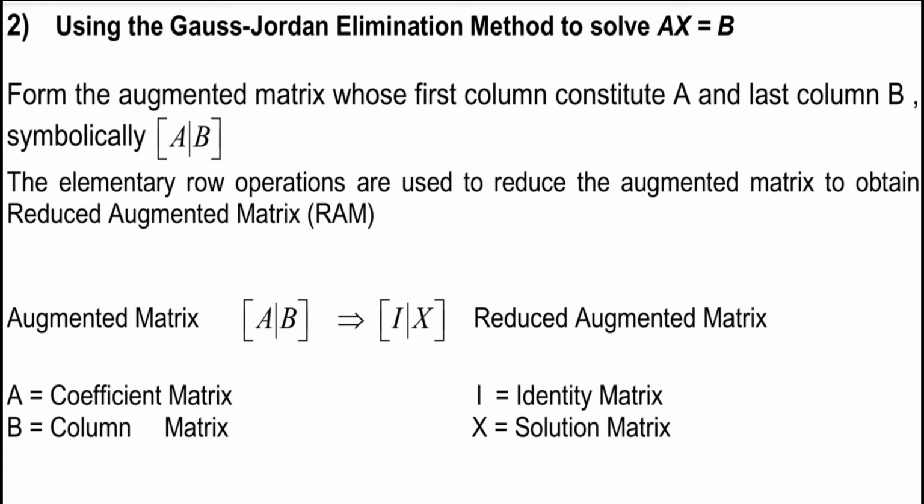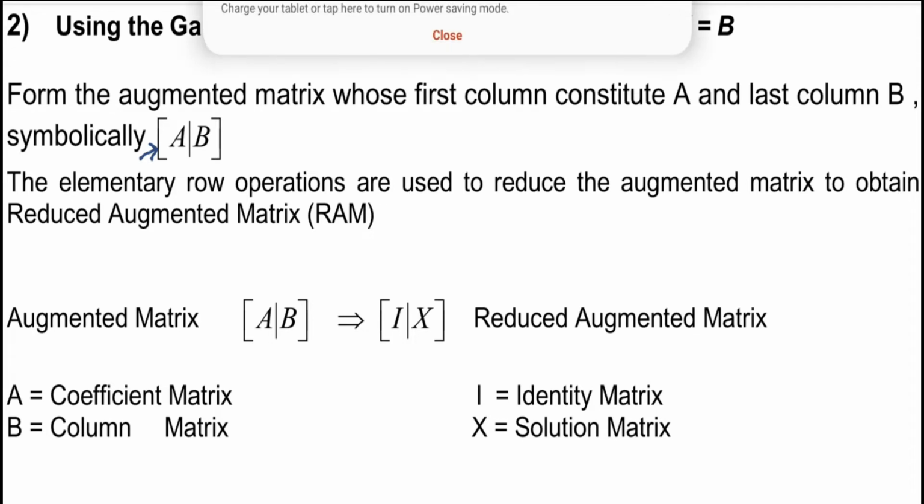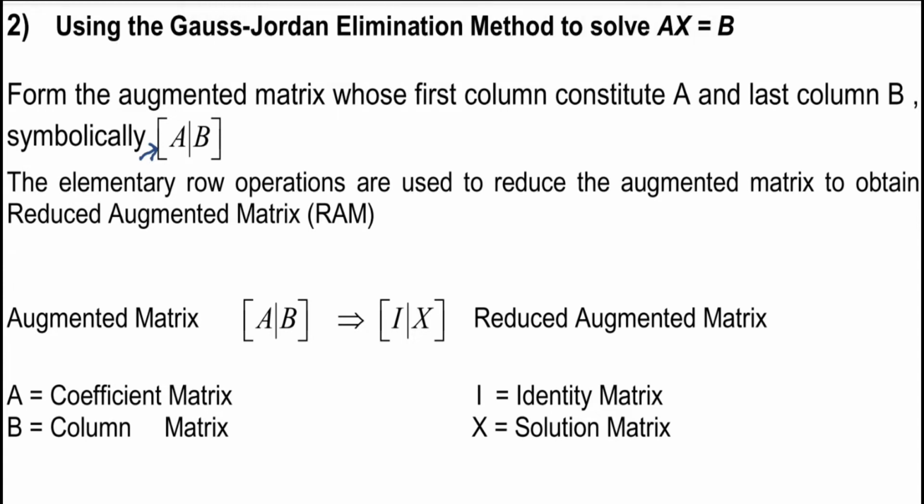First, we form the augmented matrix whose first column is A and last column is B, symbolically like this, just like the elimination or elementary row operations you have learned before. Because actually the Gauss-Jordan elimination method is the application of all the elementary row operations to reduce the augmented matrix to obtain the reduced augmented matrix, RAM.